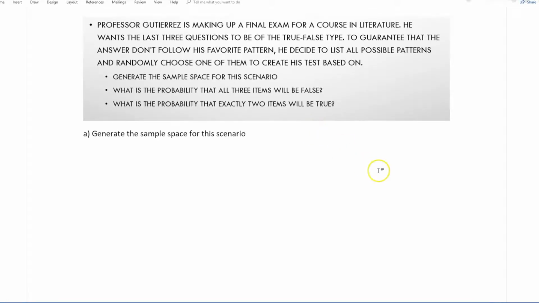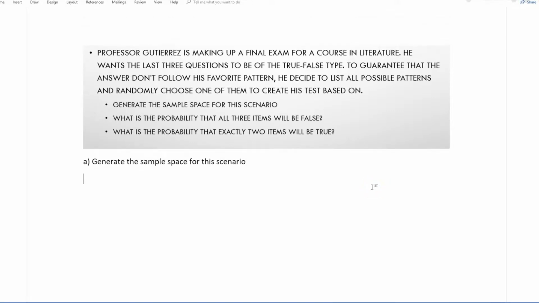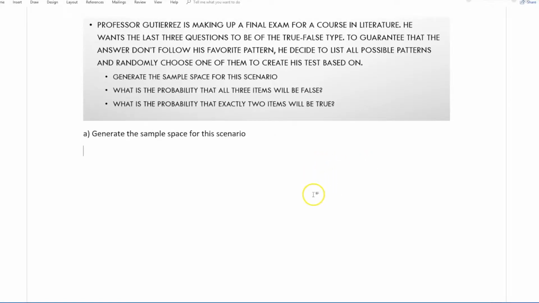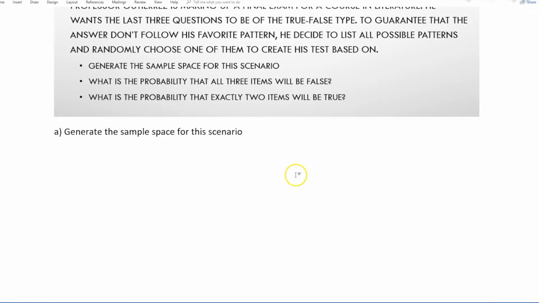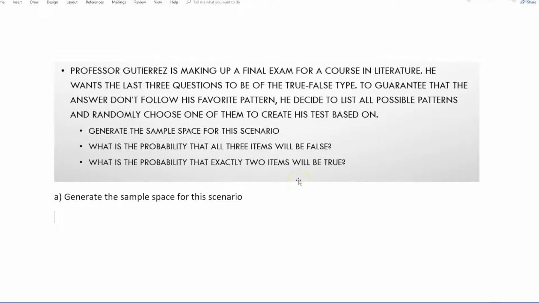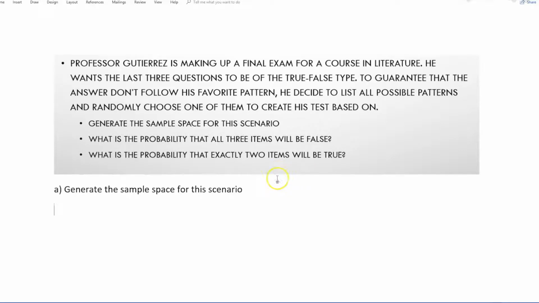Okay, so when we think about sample space, this is all possible outcomes that we can have. So the way we're going to model this is with a tree diagram. A lot of times you might be able to shortcut it and guess your way through it, but when things get more complicated, a tree diagram, as annoying as they sometimes are, is our best possible thing. So it says here we have 3 questions and they're true, false.